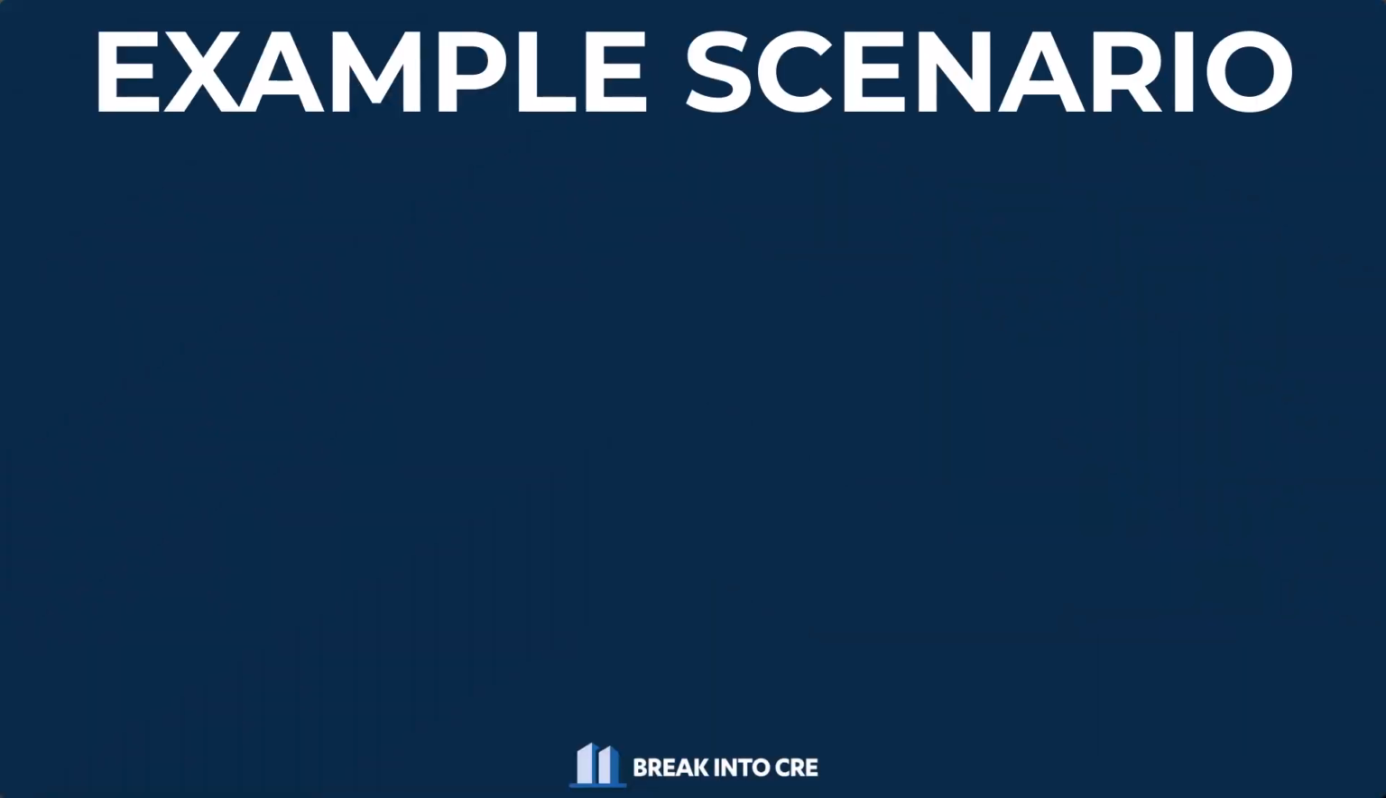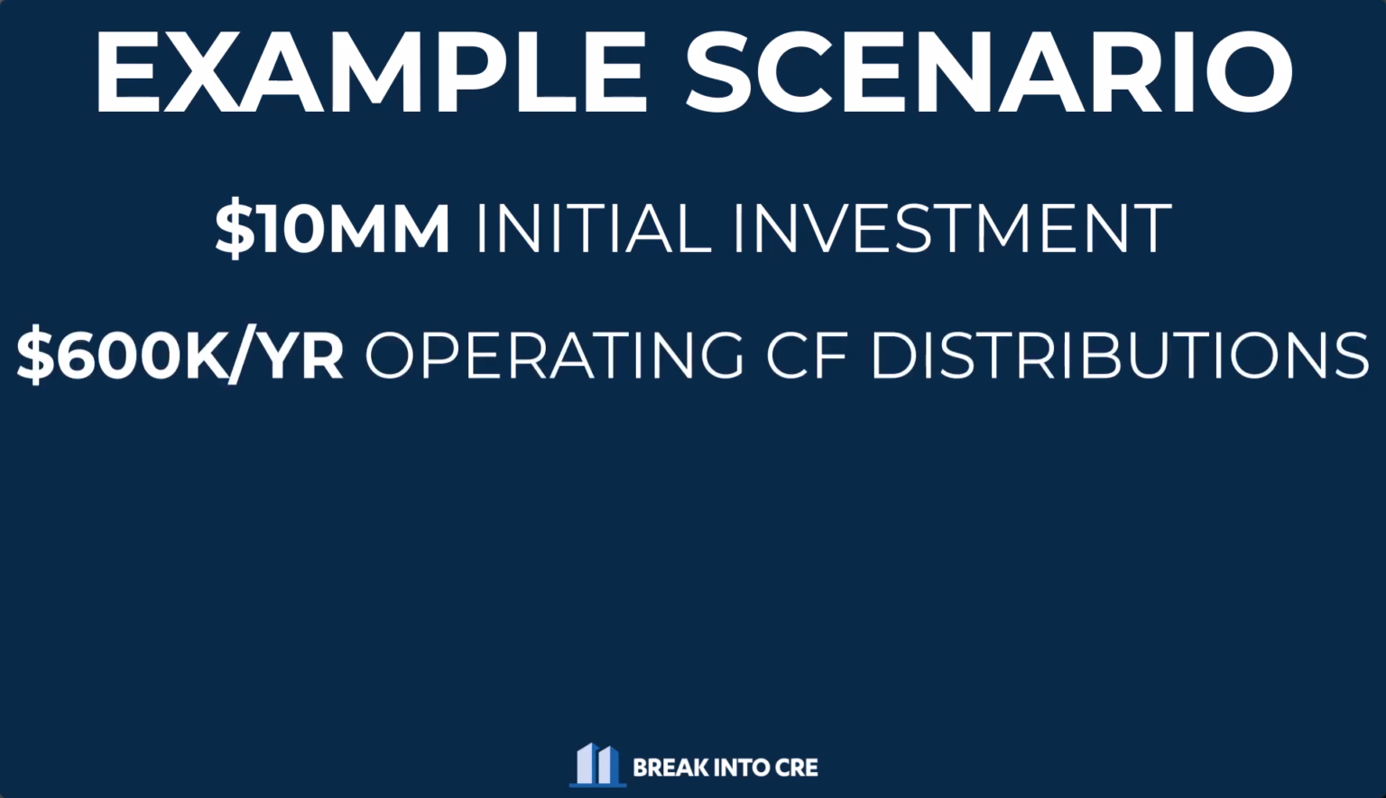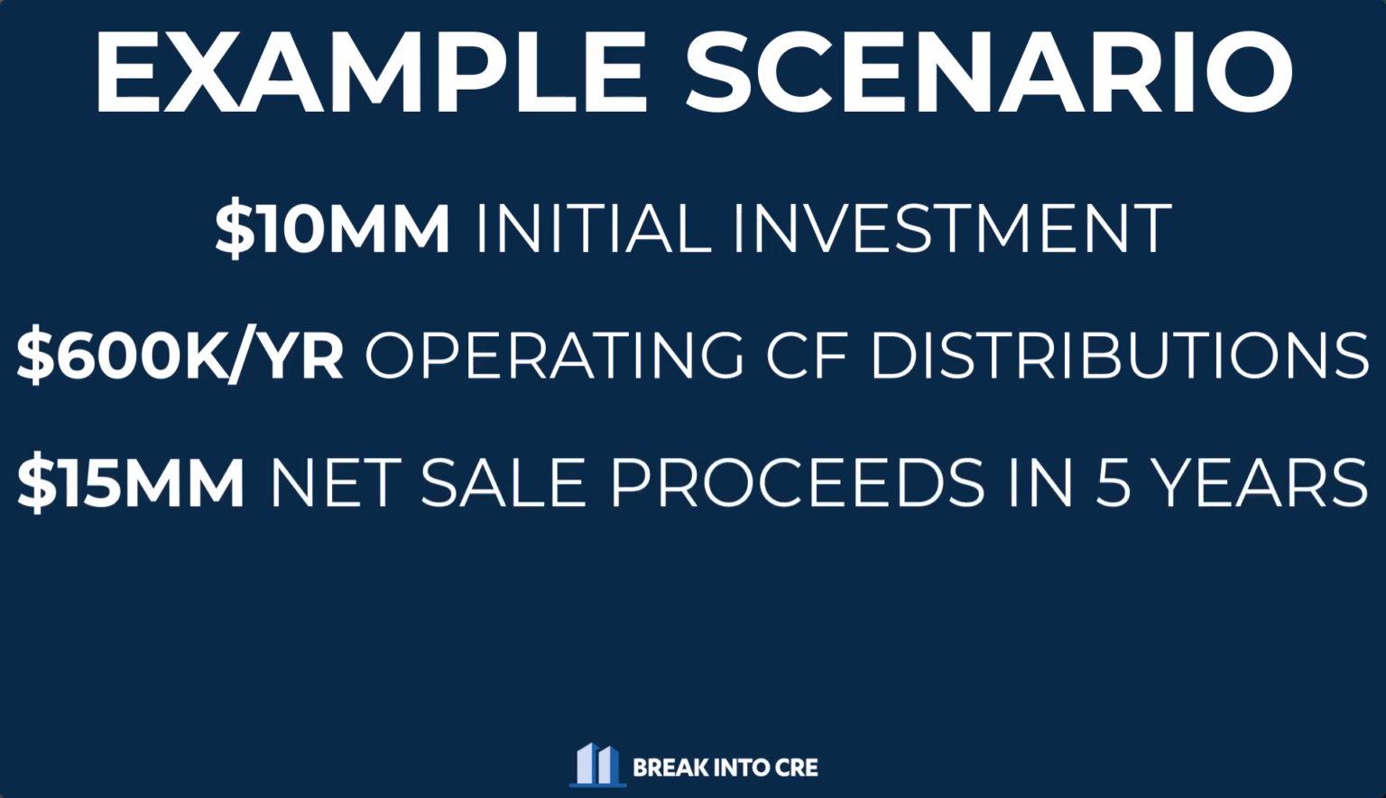For example, if an investor was considering buying a property for $10 million in an all-cash transaction, they expected to generate $600,000 per year in operating cash flow over a 5-year period, and then they expected to distribute $15 million in net sale proceeds at the end of 5 years. The projected IRR on the deal would be 13.6%.